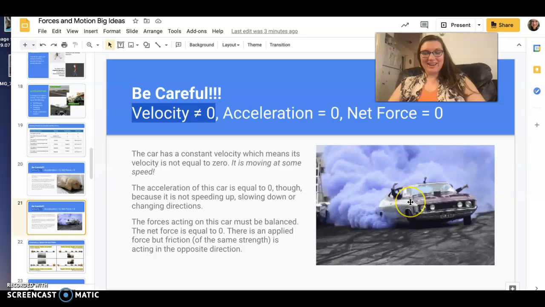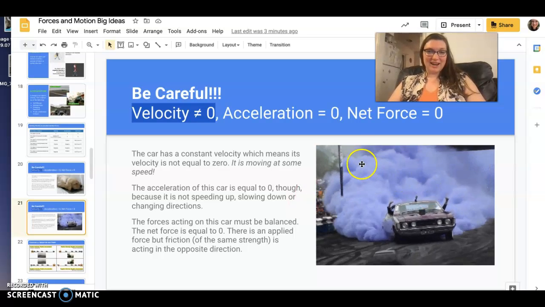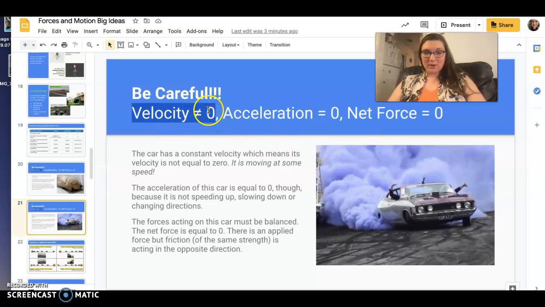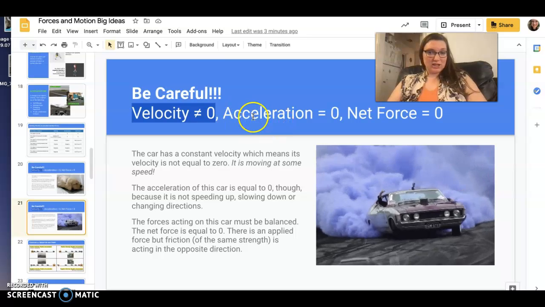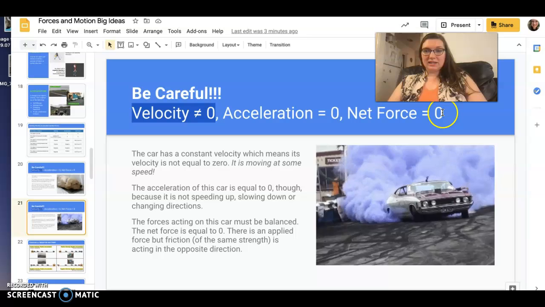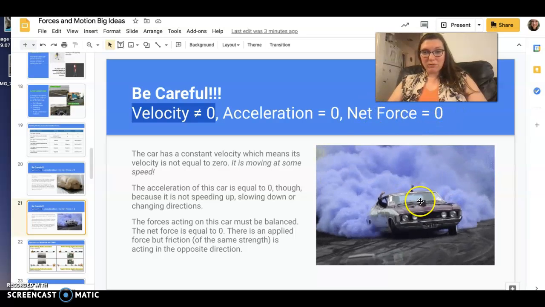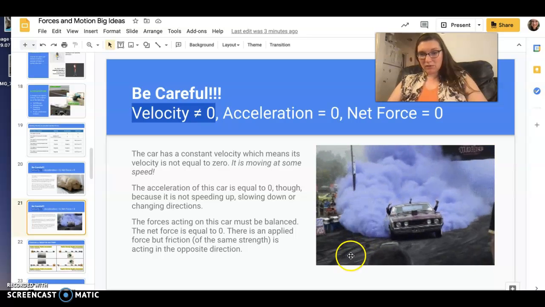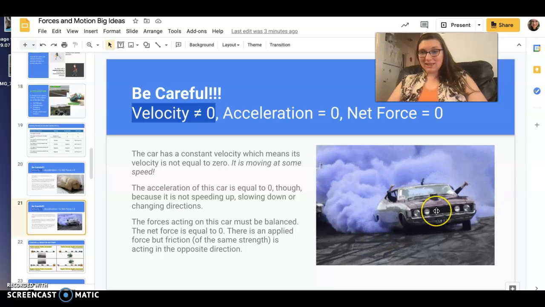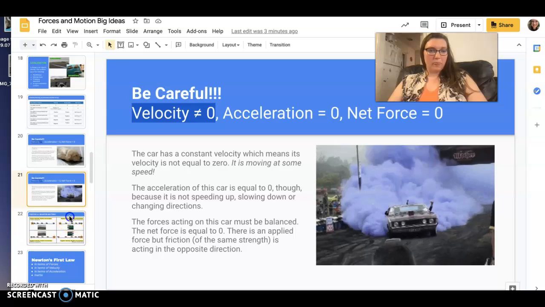So this car with this crazy purple smoke has a constant velocity here, and that means that its velocity is not 0, but it's also not changing, so the acceleration is 0. There's no change in velocity, and the net forces are 0 because they're balanced. It's applying a force to go forward, but the force of friction and air resistance is opposing that at just the right amount so that it's staying at a constant speed.